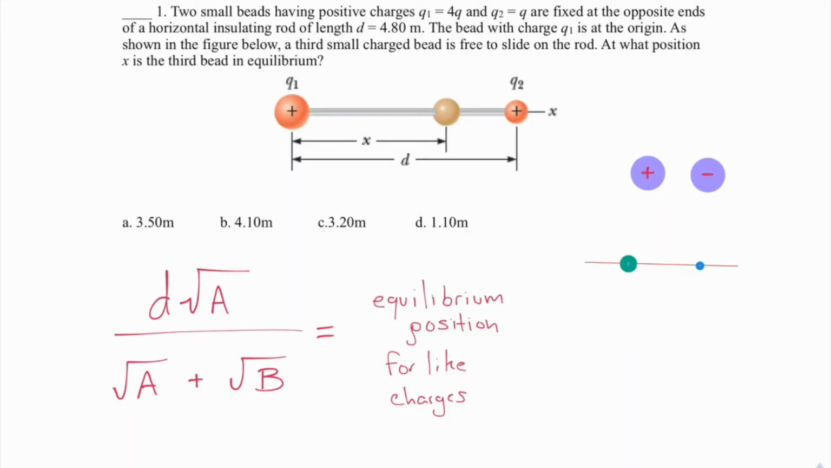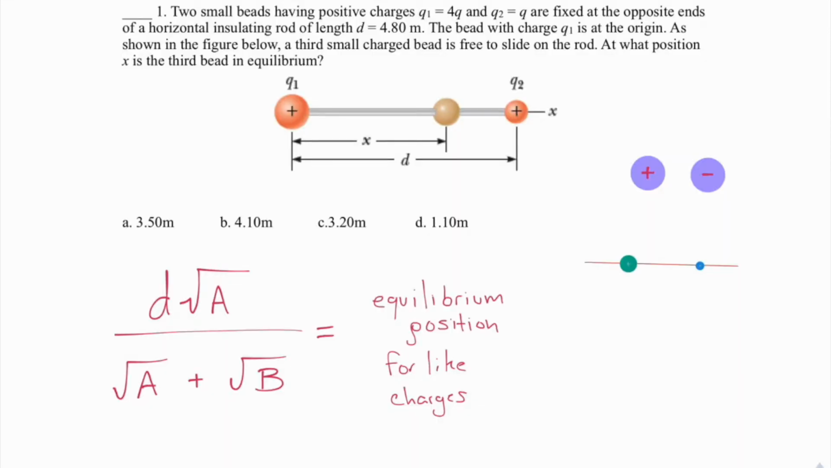Hey guys, so we just went over the really long algebraic way of solving for the equilibrium position for like charges. In doing that math, you can actually find this little equation that I have here for you, and it is something that will determine the equilibrium position for a charge, whether it's positive or negative, of a third bead in between two like charges.